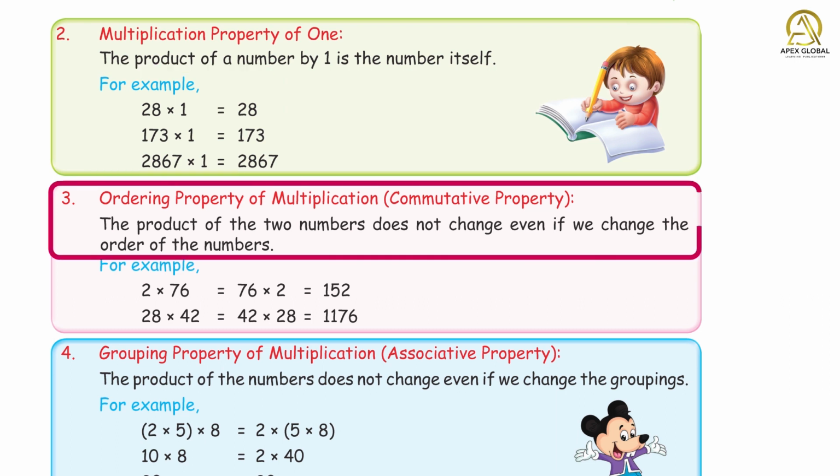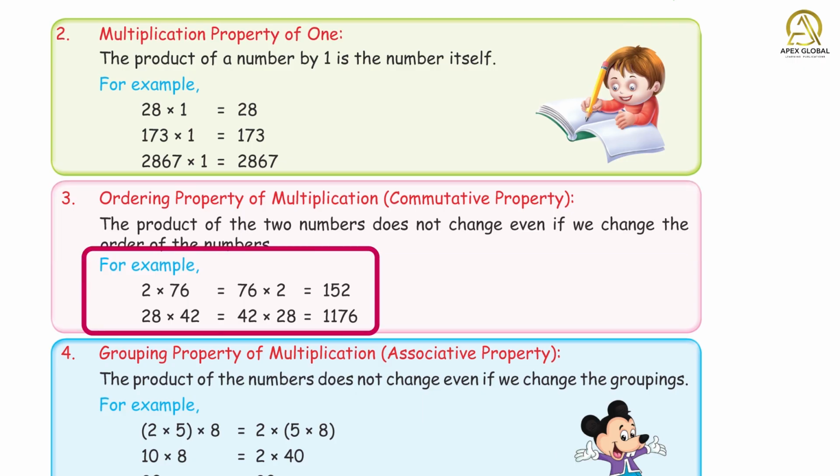3. Ordering property of multiplication. Commutative property. The product of two numbers does not change even if we change the order of the numbers. For example, 2 into 76 is equal to 76 into 2 is equal to 152. 28 into 42 is equal to 42 into 28 is equal to 1176.